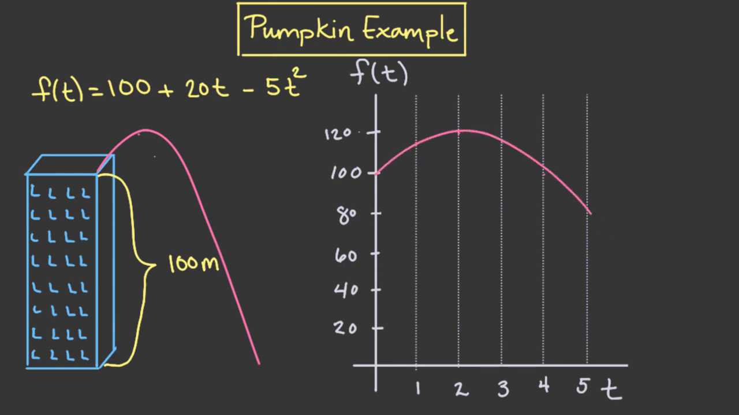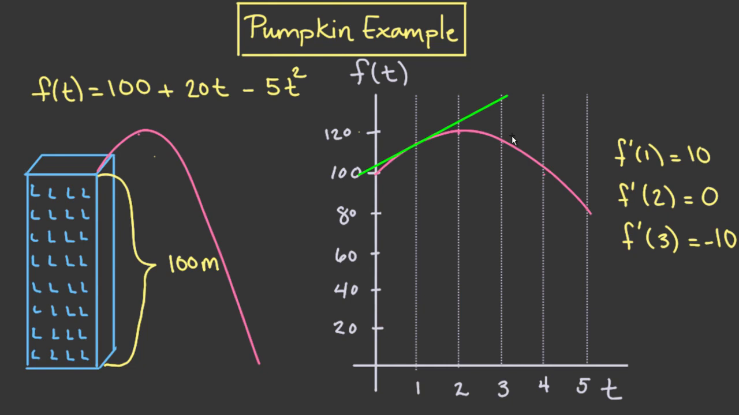We actually computed the derivative of the function before, and we found that f prime of 1 is equal to 10 meters per second, f prime of 2 is equal to 0 meters per second, and f prime of 3 is equal to negative 10 meters per second. Let's go ahead and compare this to the slope of the tangent line at each of these points.